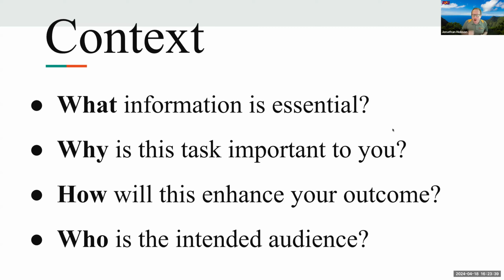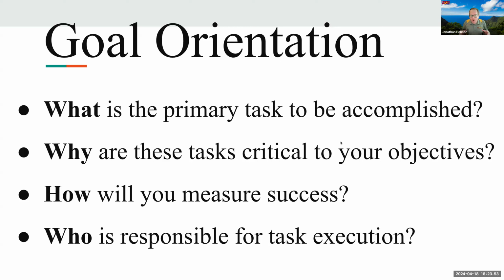Questions like, what information is essential? Why is this task important to you? How will this enhance your outcome? How will the output help you, right? Or who is the intended audience? And then with goal orientation, what is the primary task to be accomplished? Why are these tasks critical to your objective? How will you measure success? How will you measure that output?